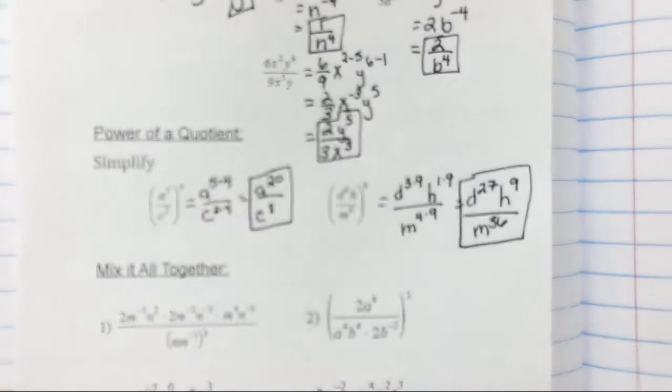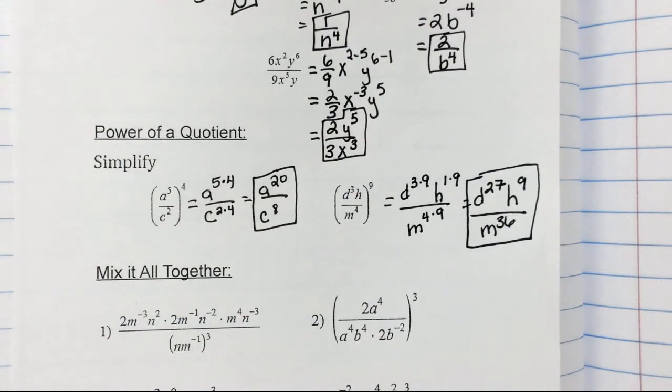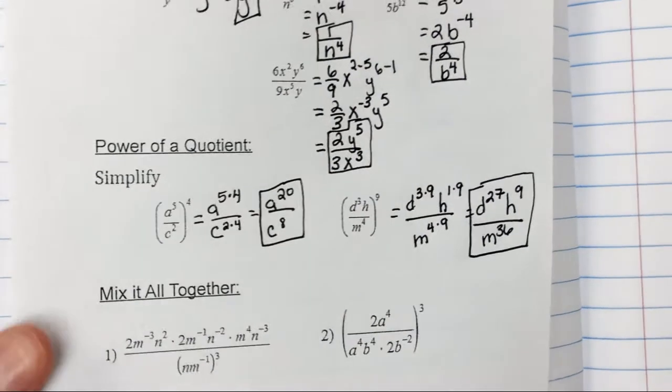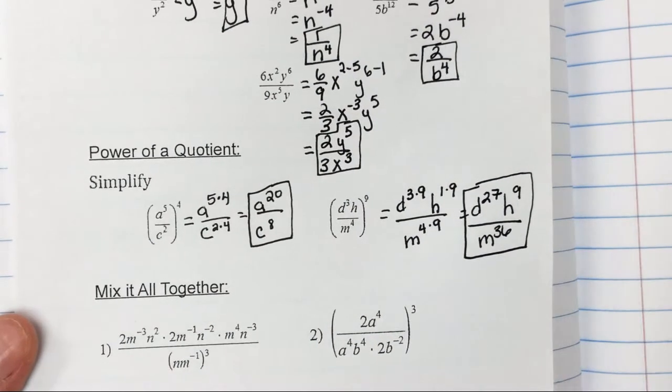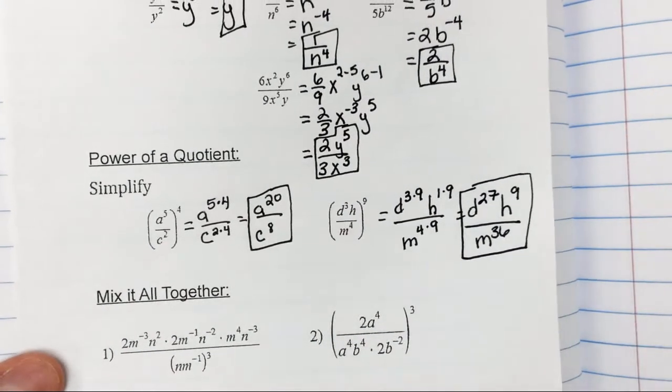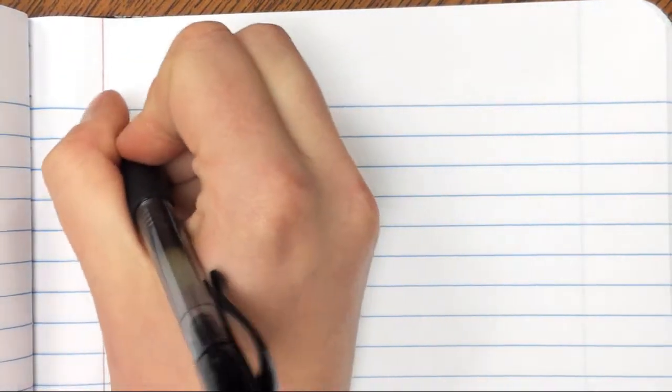Alright, we're going to do a couple of mix it all together examples. This is going to include every single exponent rule we've learned, but I'm going to actually do the work on the next page in my notebook because otherwise it's going to be too cramped here, and I would highly recommend that you do the same. So example number 1. Copy the question.